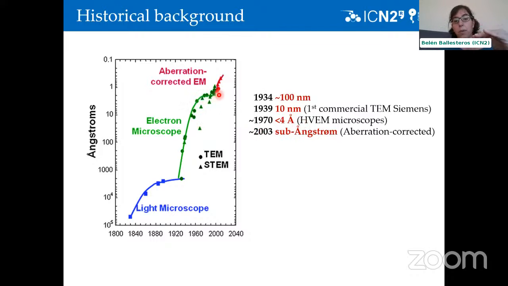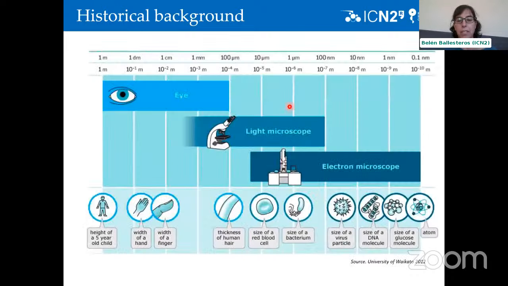They were not huge improvements, but again, there has been a new era in electron microscopy, and this is thanks to aberration correctors. And now we are getting to sub-angstrom resolution. So just a graph to exemplify what I was explaining about light microscopy and electron microscopy.